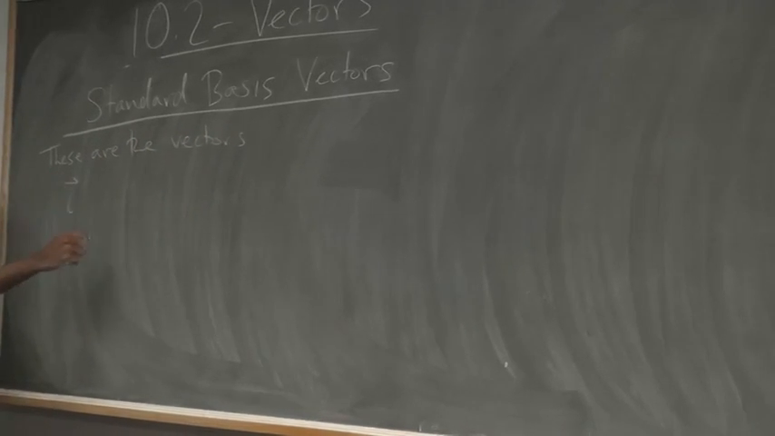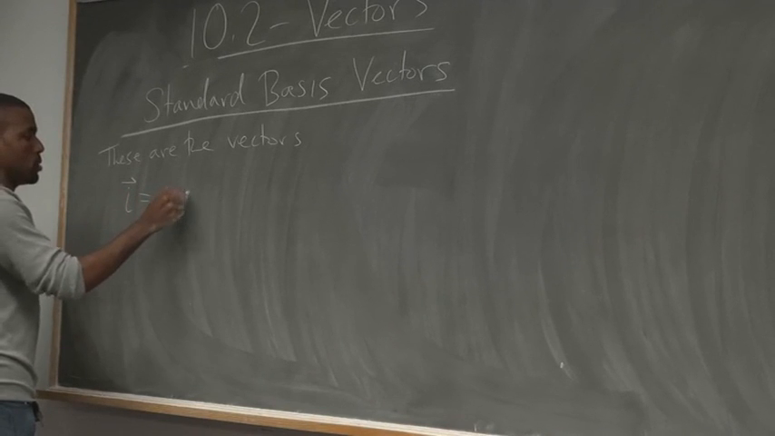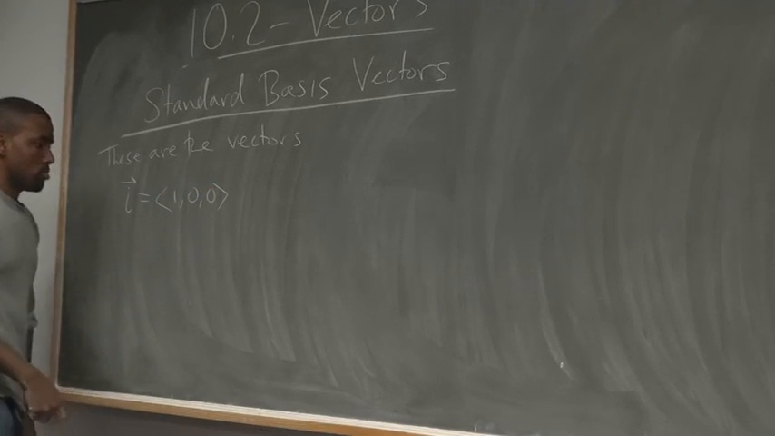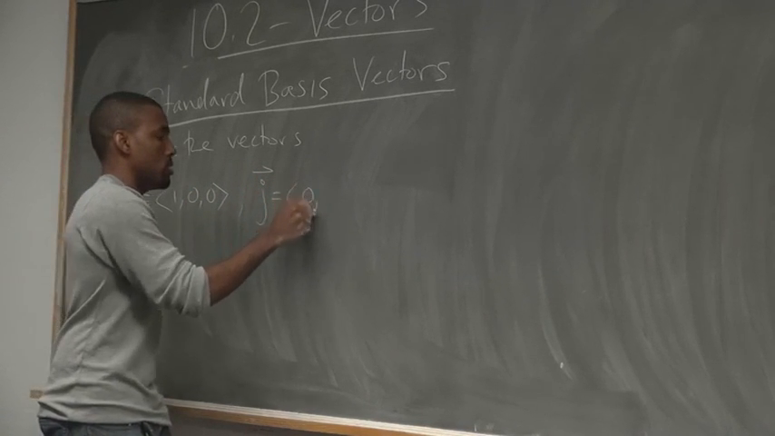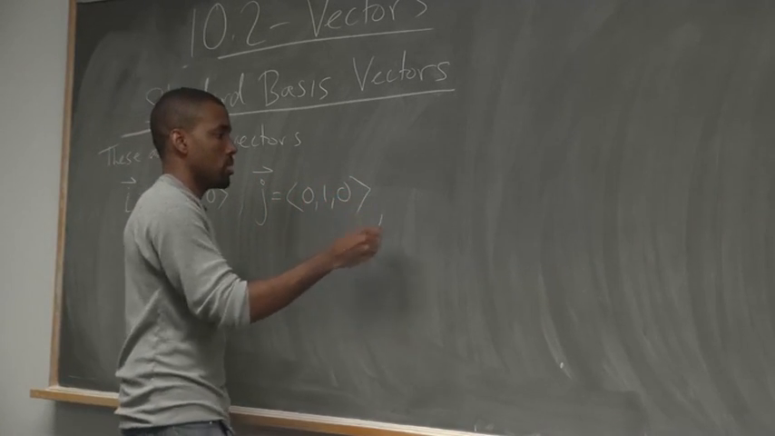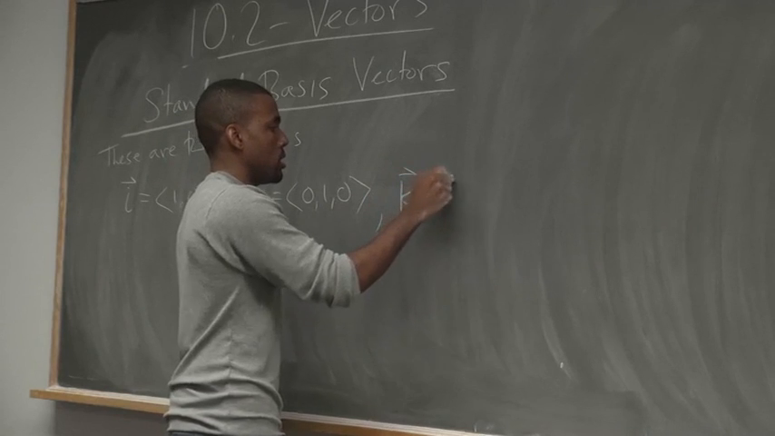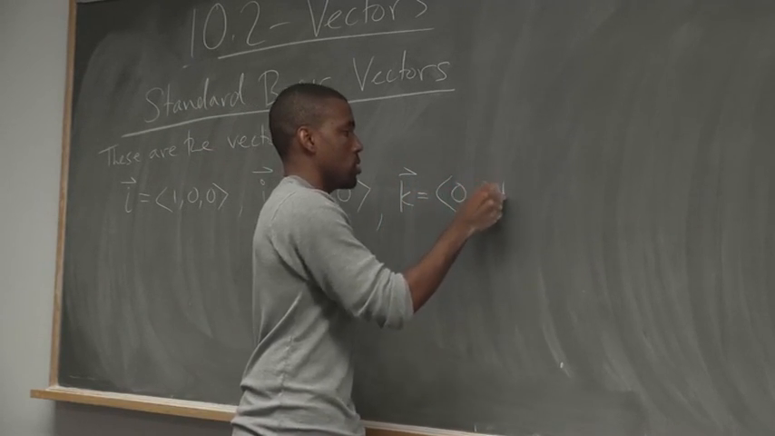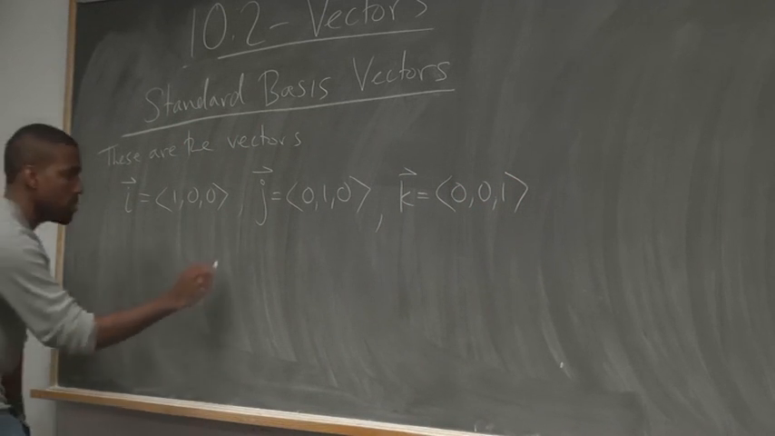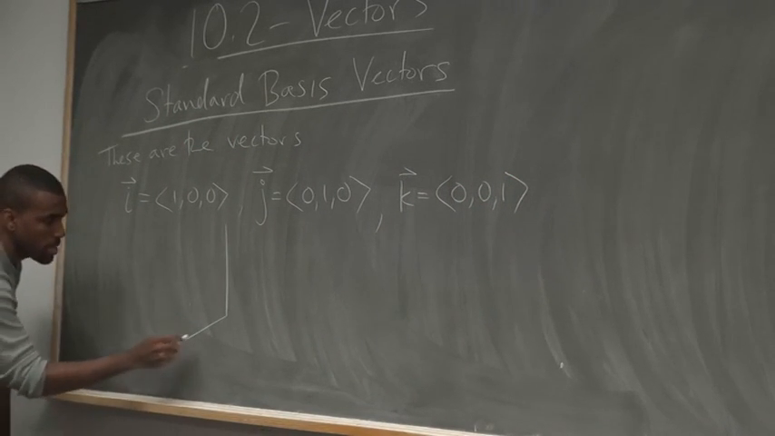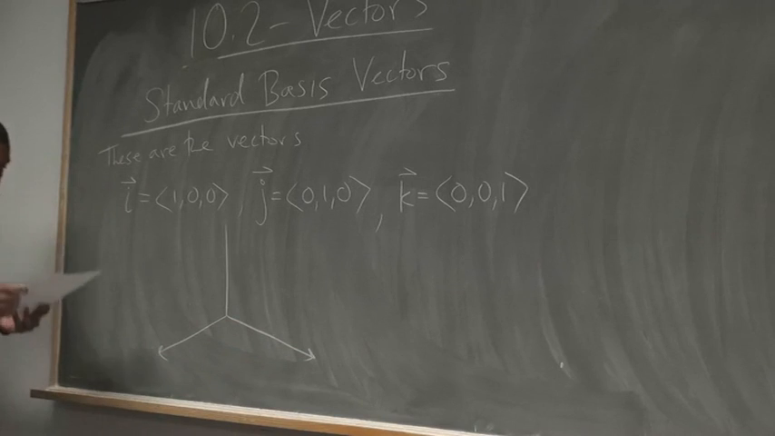There's the vector called i, which is the vector 1, 0, 0. There's the vector called j, 0, 1, 0. There's the vector called k, 0, 0, 1. i, j, k are the basis vectors. These are basically the vectors that run along the coordinate axes, and they all have length 1.